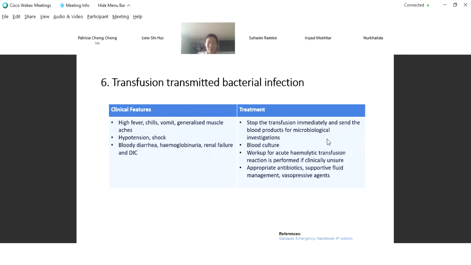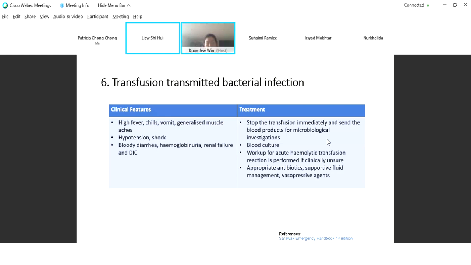So the next one is the transfusion-transmitted bacterial infection. It can occur with a smaller transfusion volume, for example, a few ml of blood, compared to the hemolytic transfusion reaction. And it happens within the first few minutes of the transfusion. And it's rapidly fatal if we leave the patient untreated. So the patient will experience high fever, chills, vomiting, generalized muscle ache, and also hypotension and shock. They will also experience bloody diarrhea, hemoglobinuria, and renal failure, and also disseminated intravascular coagulation.